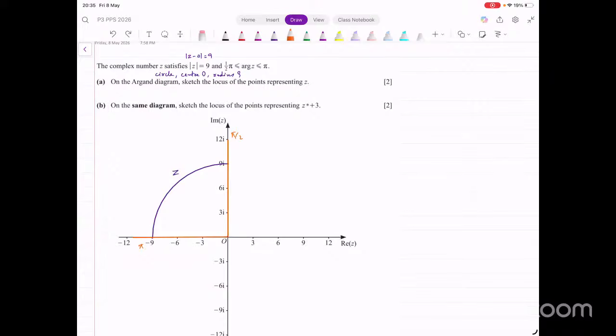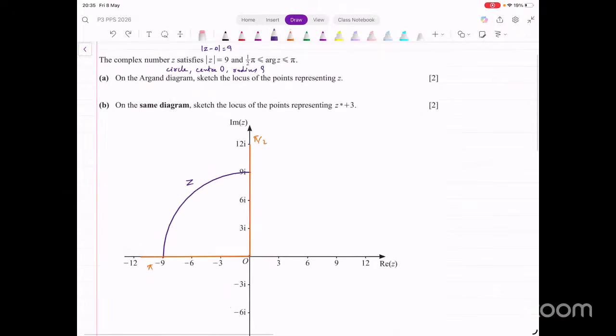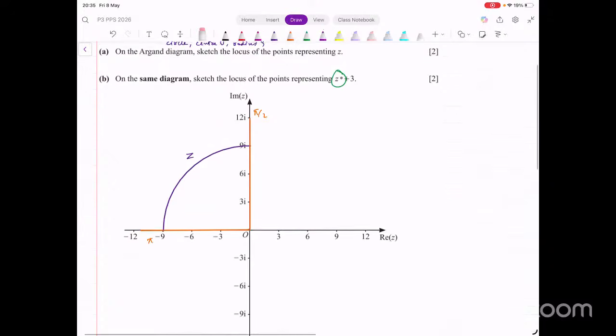Okay. Now they're saying on the same diagram, sketch the locus of z conjugate plus 3. What is this going to be now? What is z conjugate? When we find the conjugate of something, the imaginary part flips. We have seen questions like this in recent past papers as well, where they ask for the geometric effect of taking a conjugate of a complex number. What is that geometric effect? Reflection in the x-axis. Why does that happen? Because the imaginary part flips.